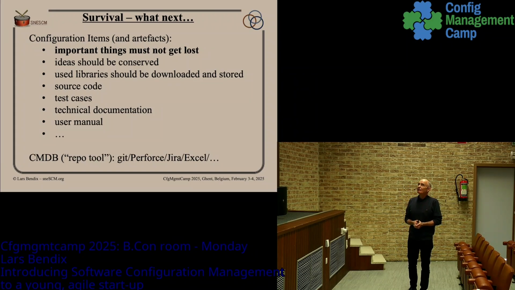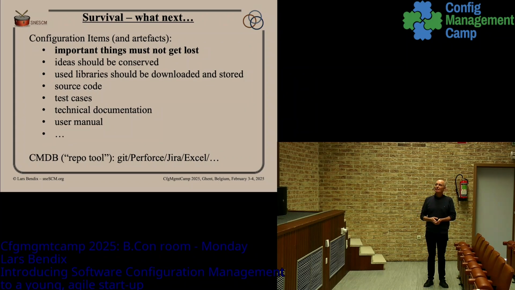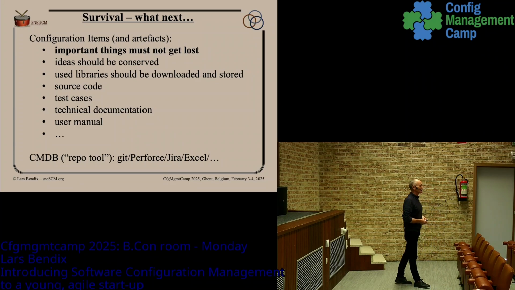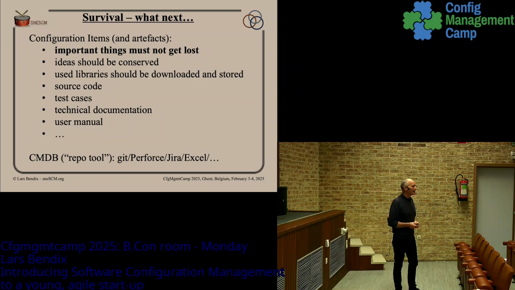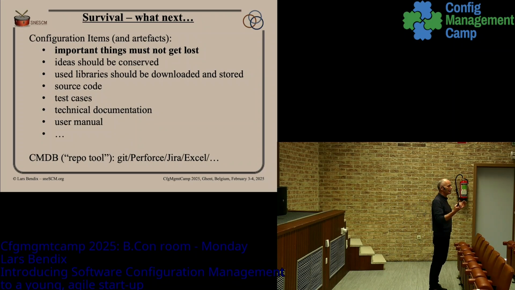What's next for the survival? Well, these configuration items, we have to place them somewhere. And in the standards, they say we have to create a configuration management database. In reality, what happens is that these different types of configuration items don't really fit into Git, all of them. And if they fit into Git, then there are some things that we would like to do with them that we cannot do with Git.